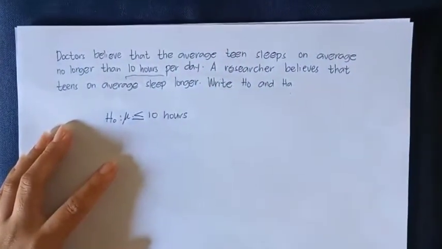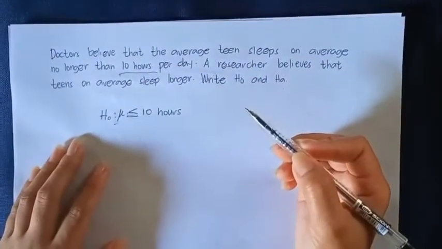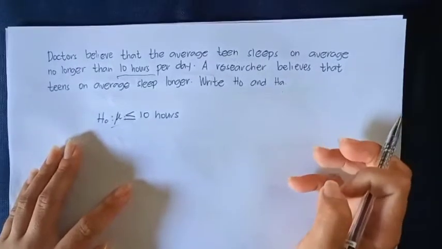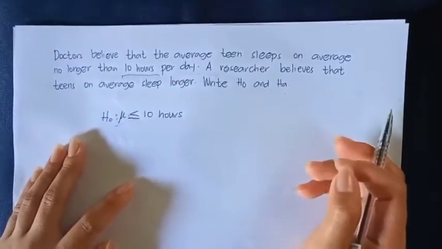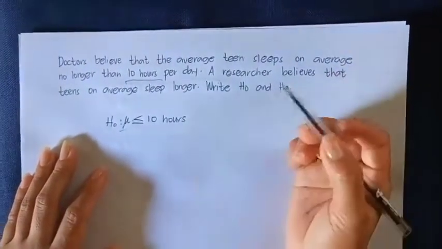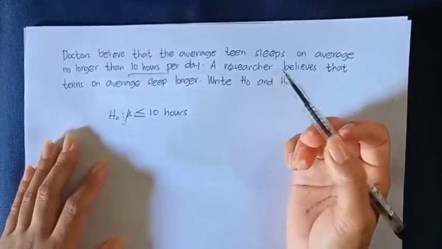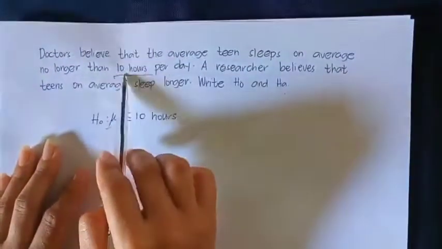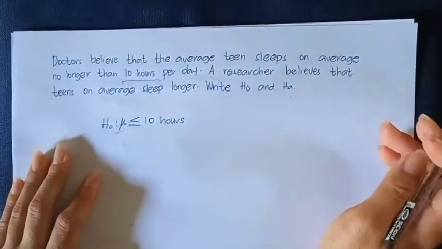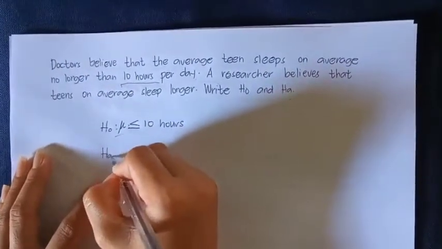We're going to use mu, because we're talking about the average amount of time that teens sleep. So this is a mean value. The population mean for teens should be less than or equal to 10 hours. So make sure you understand this. The doctors believe the average teen sleeps no longer than 10 hours, so less than or equal to that. So if this is the case, what will be the alternative hypothesis?